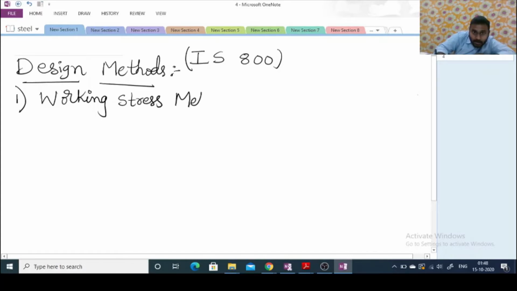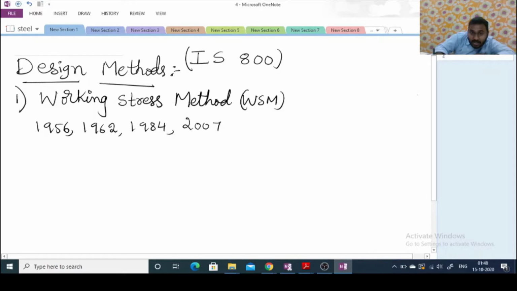stress method. We represent it simply as WSM. This method was mentioned in the first version of this code, that is in 1956, and later this code was revised in 1962, that is known as the first revision. Even in that this method was mentioned, and in the second revision, that is in 1984, it was present, and even in 2007, the latest revision, that is the third revision, it was also present.